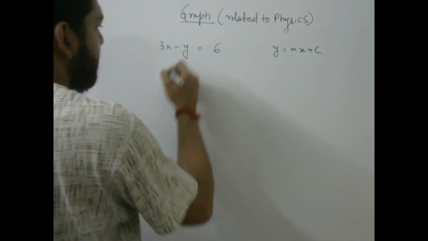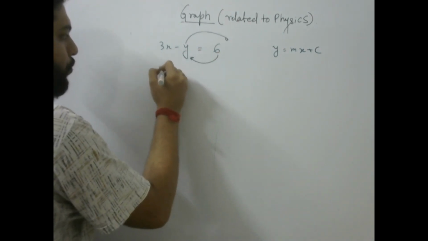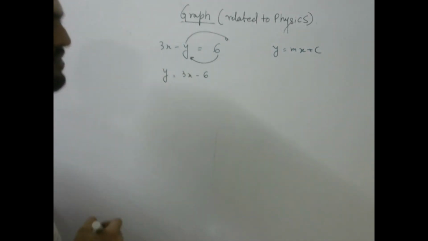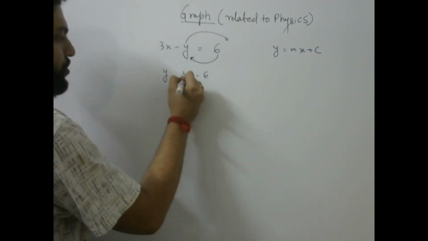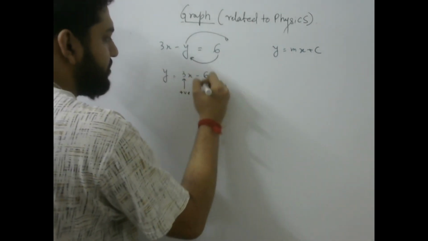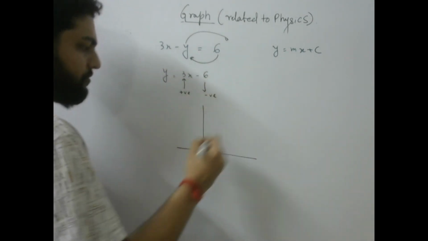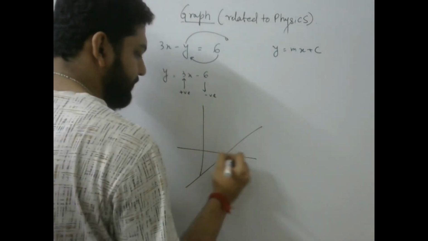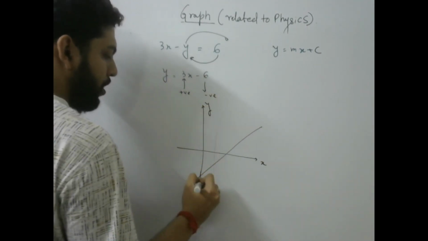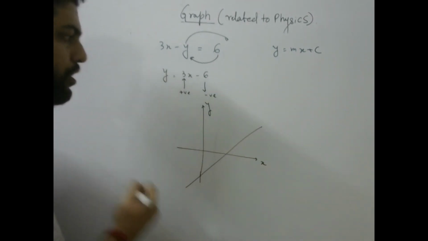So here we can take y on the right hand side and the constant on the left hand side. So it will be y equals 3x minus 6. The coefficient of x is positive and the y-intercept is negative. So the graph is positive slope, negative intercept. The graph will be like this. We are not bothering about the points where they intersect, we are not even writing the coordinates. We are only looking for the nature.